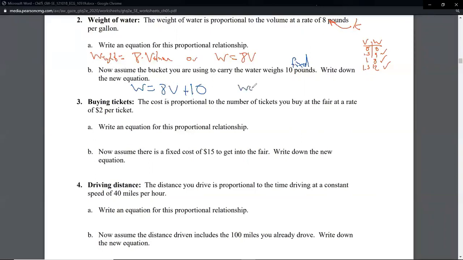Or if you prefer, weight equals 8 times volume plus 10. Again, use your words, use your letters, whichever you're more comfortable with on your own. My math lab, you're probably going to need to use letters. They may tell you to use Y and X. They may not. You just have to pay attention.